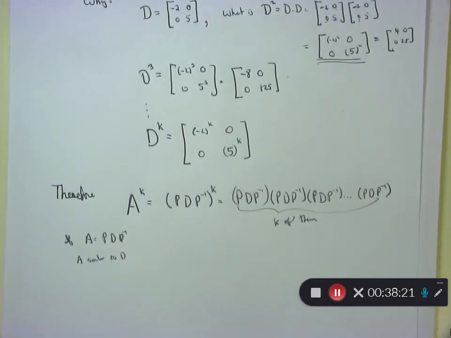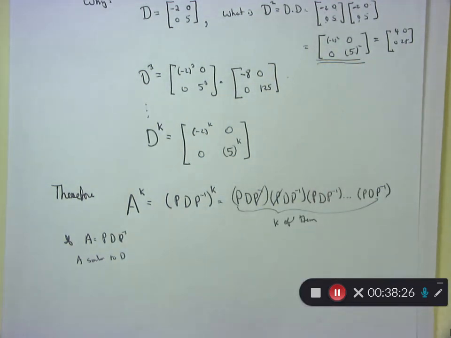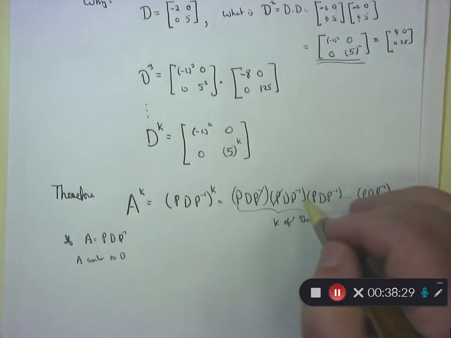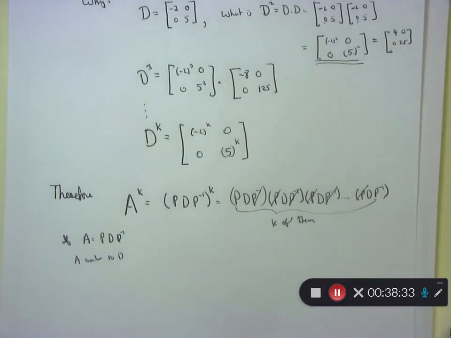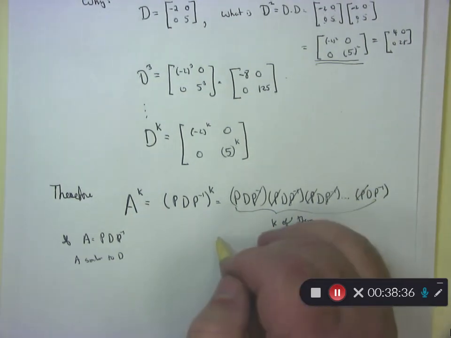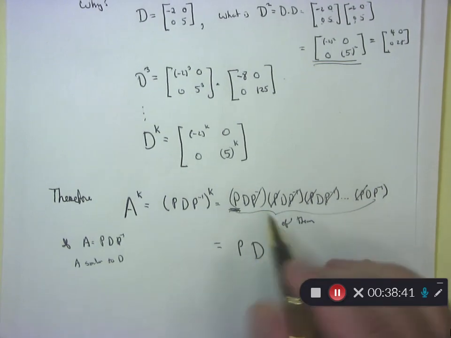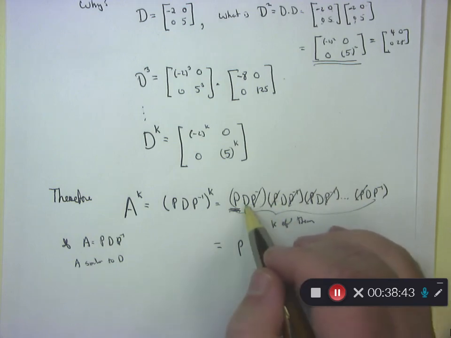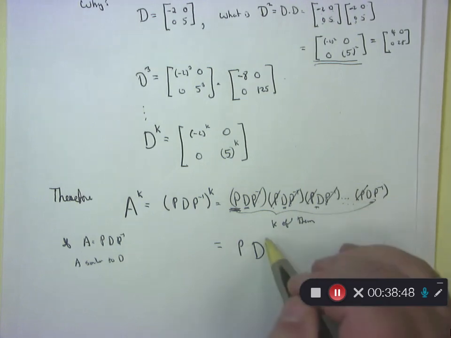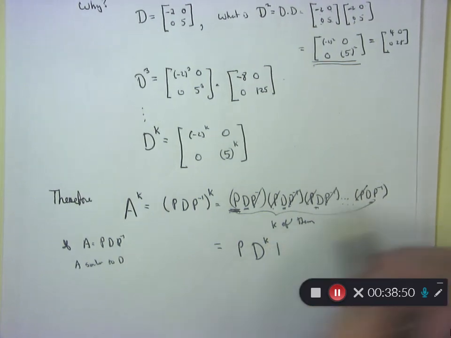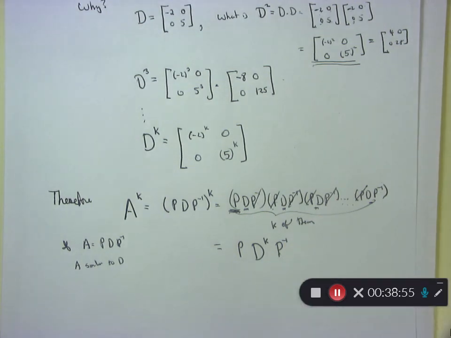Clean it up. What happens? The P inverse times the P, when you get rid of the parentheses, is going to cancel. The P inverse times the P is going to cancel. The P inverse times the P eventually is going to cancel. What you're going to be left with is that P on the outside. You're going to have how many copies of D, because all these P and P inverses cancel? 1, 2, 3, ... k. That'll be D to the k, times, on the outside, there's one extra P inverse that never got canceled.